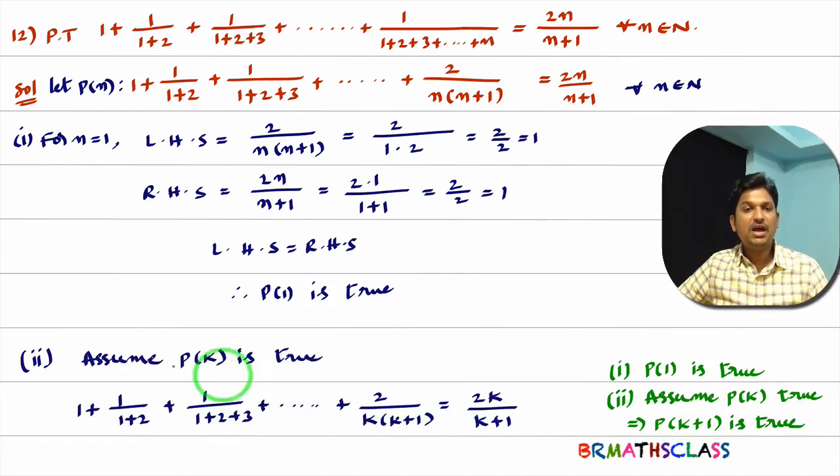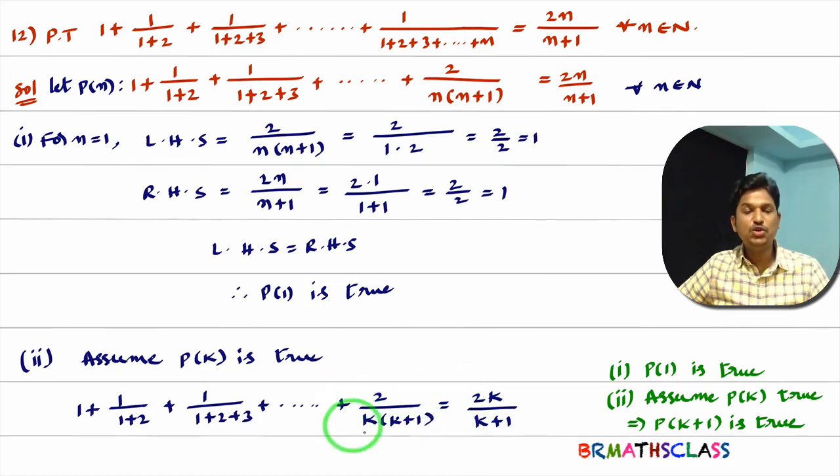You see here, I assumed P of k is true and I wrote what P of k is. How will you get this P of k? In this P of n, wherever n is there, you write k. So this is P of k. Now after this step, in almost all the problems, we will add a term on both sides. What term will we add on both sides?